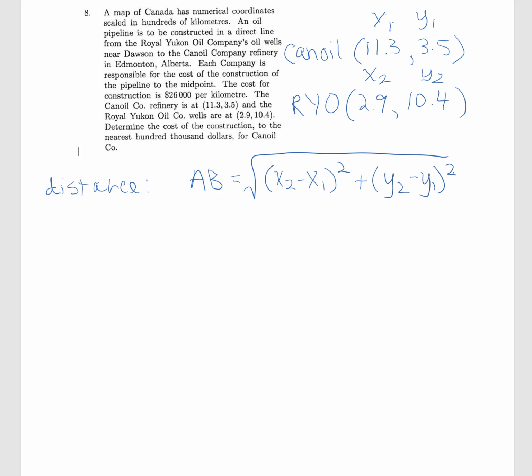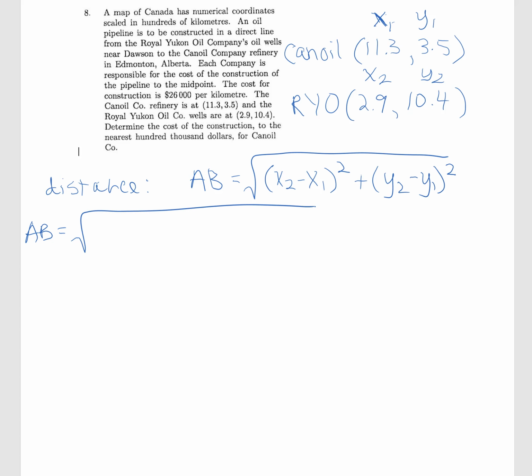And this formula is just gotten by knowing the Pythagorean theorem, where c squared equals a squared plus b squared. So if you drew these coordinates on a graph, you could make a right angle triangle and label the sides and get this formula from that. But we're just going to plug in our coordinates to figure out the distance between these two oil companies. So I'm going to just call my distance AB for now.